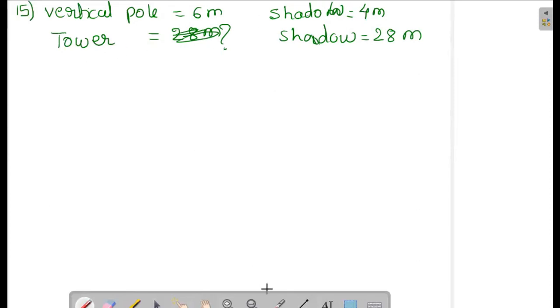So here one vertical pole is there. Okay, so its height is 6 meter. At the same time, one more tower is there. Its height is 28 meter.